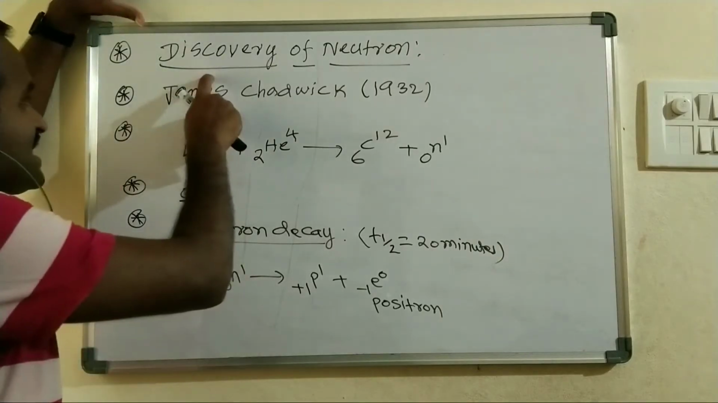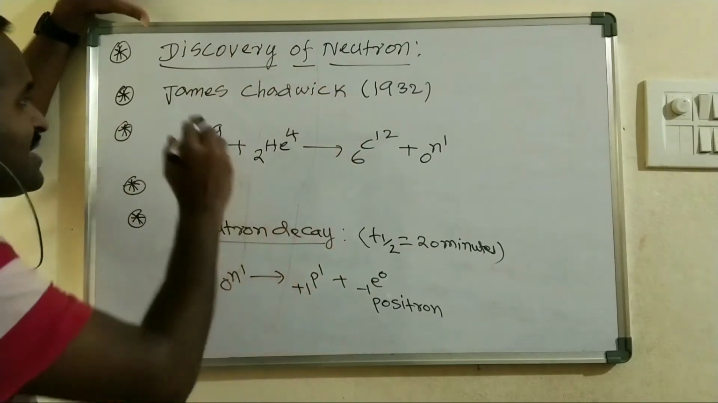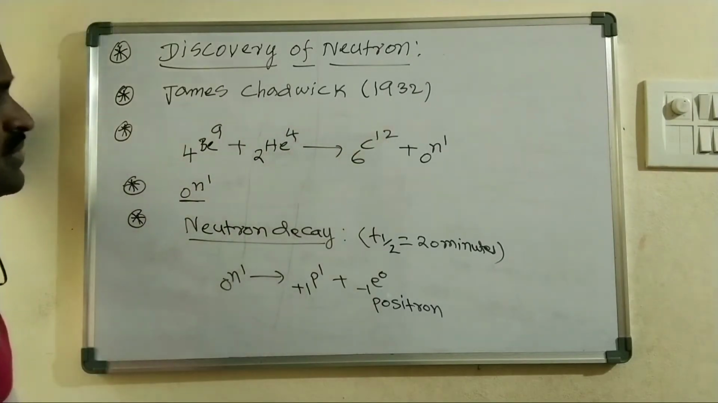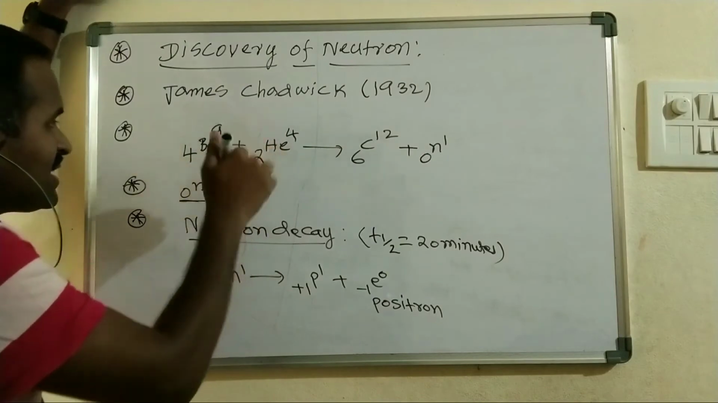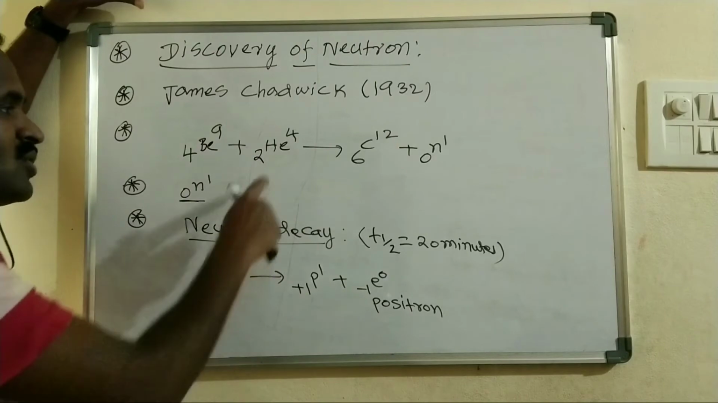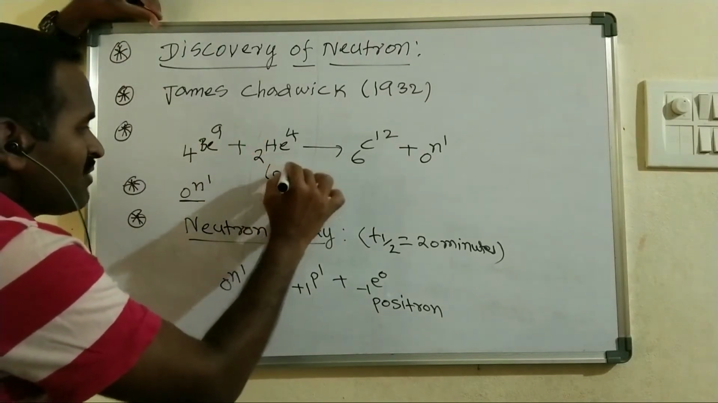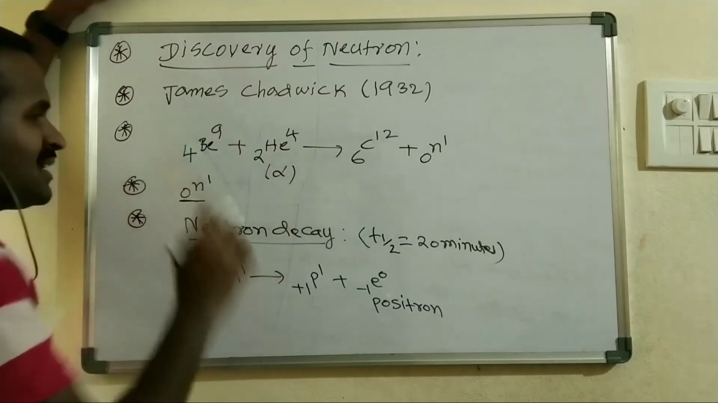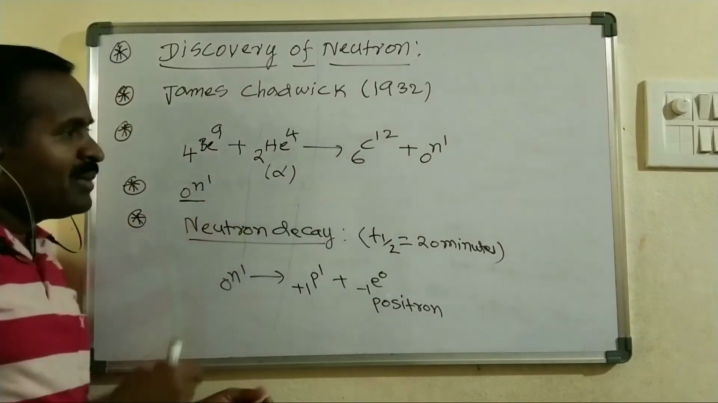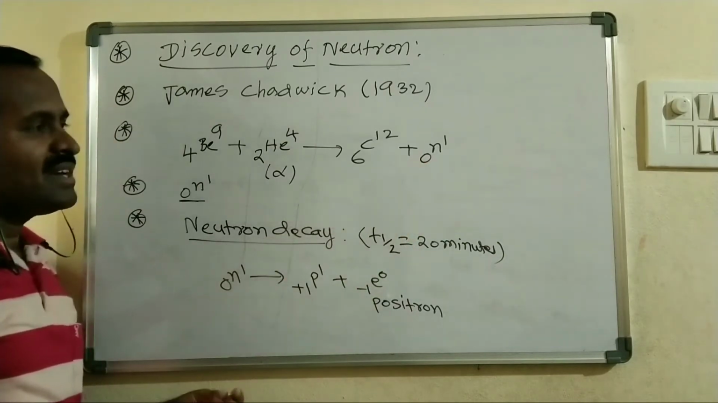The topic is the discovery of the neutron. This discovery was made by the scientist James Chadwick in the year 1932, and he bombarded a thin beryllium foil with fast moving alpha particles. During this bombardment, he observed that another chargeless particle was emitted.